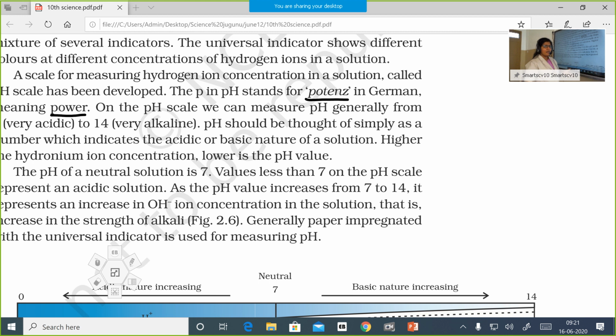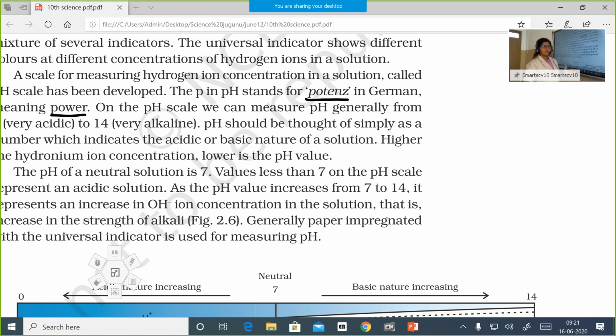0 to 7, that is up to 7, indicates solutions which are acidic in nature. As pH value progressively increases, the strength of acid decreases. So pH value increase from 0 to 1 means what? If you compare two solutions having pH value 0 and pH value 1, which is more acidic, which has more strength? Definitely the acidic solution with pH value 0 compared to the solution with pH value 1. Why? The solution with pH value 0 produces more number of H plus ions. Can you refer to the table? It will be very clear from the table.